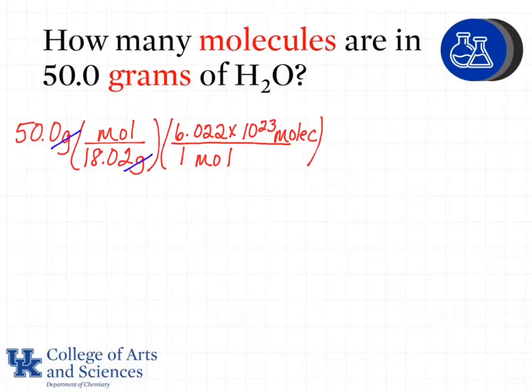Now we can look at what units will cancel out. So grams cancel, moles cancel, and we're left with units of molecules. So now we can do our calculation and take 50 divided by 18.02 times 6.022 times 10 to the 23rd, and we get 1.67 times 10 to the 24th molecules.